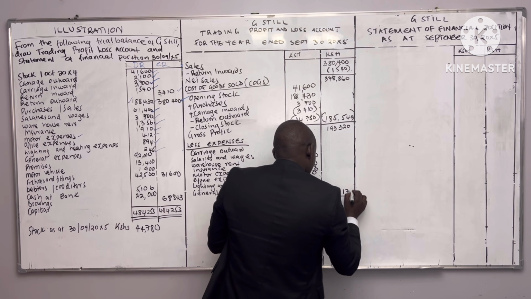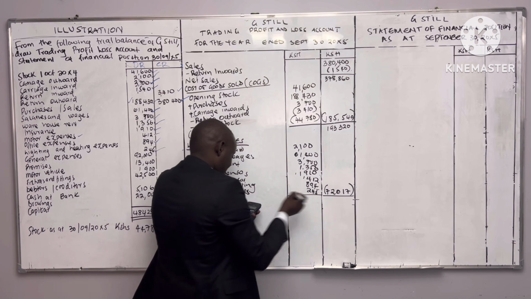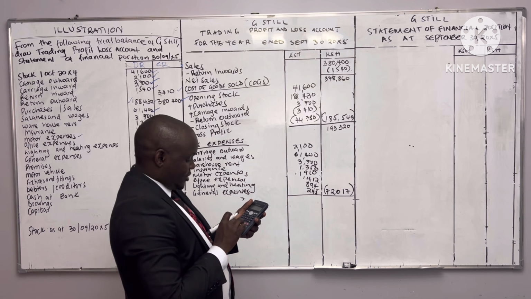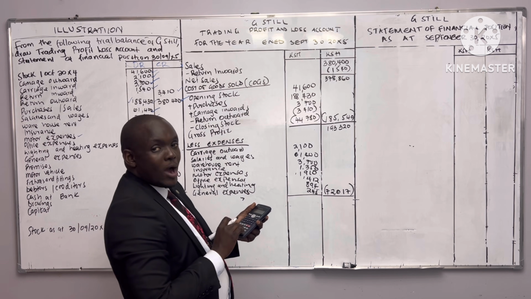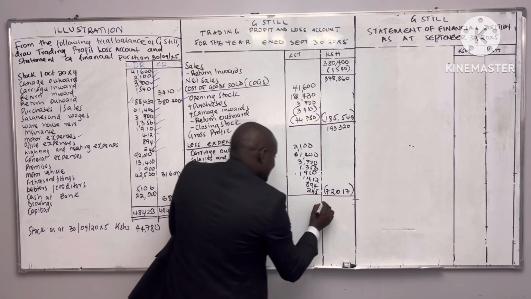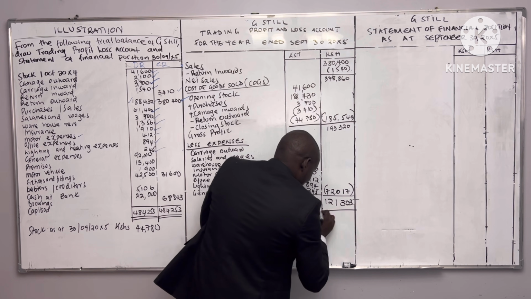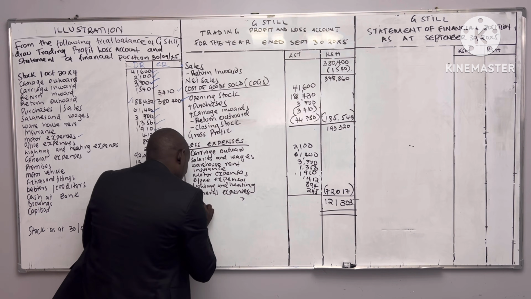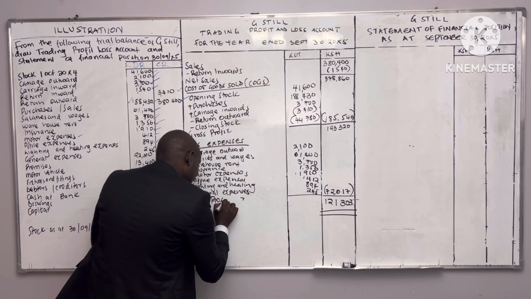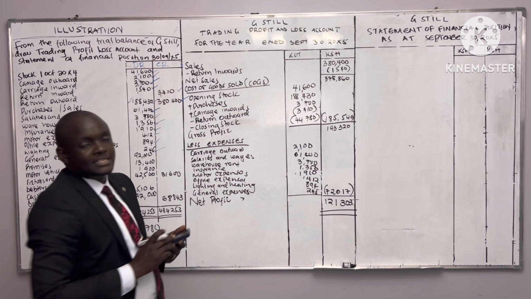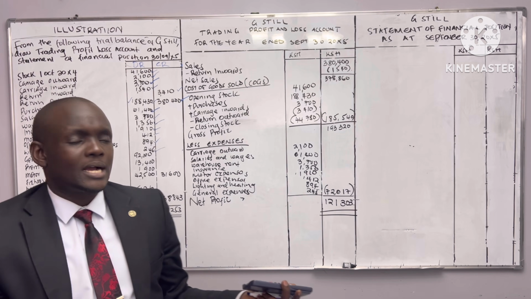So I can choose to write it here, 72,017. Then I put in brackets this minus this. I have 193,320 minus 72,017. What I get is 121,303. This is what I call net profit. That is net profit. So we are done with the trading profit and loss account.